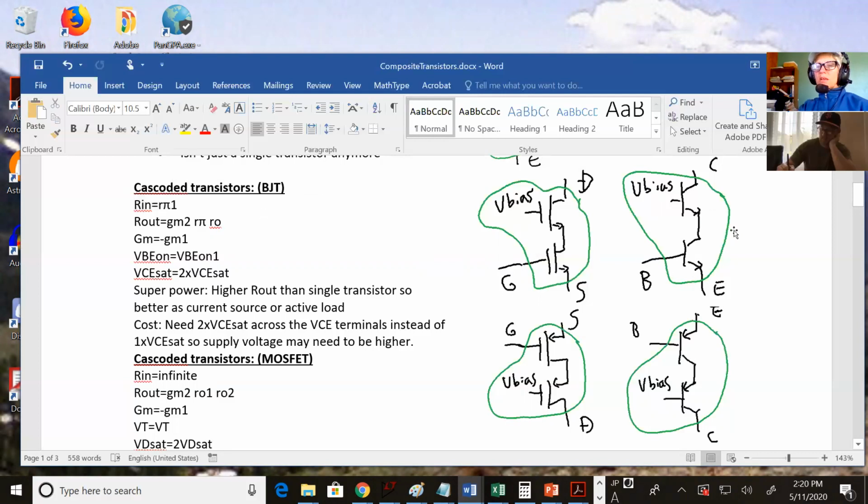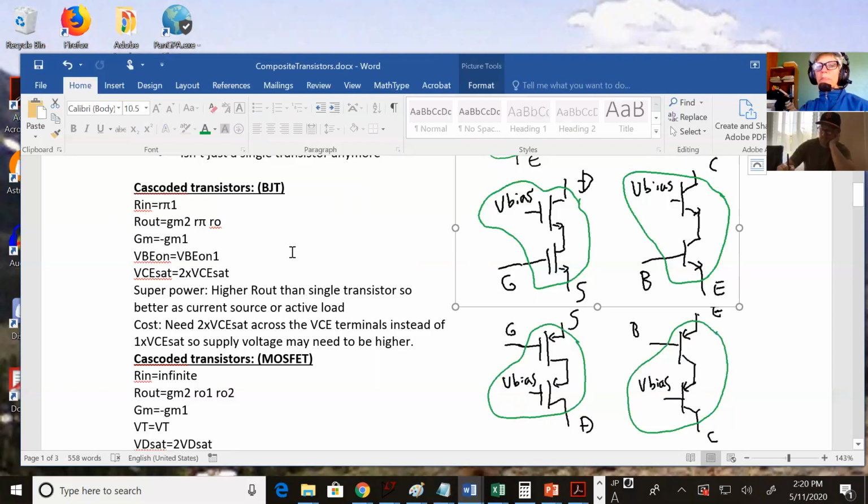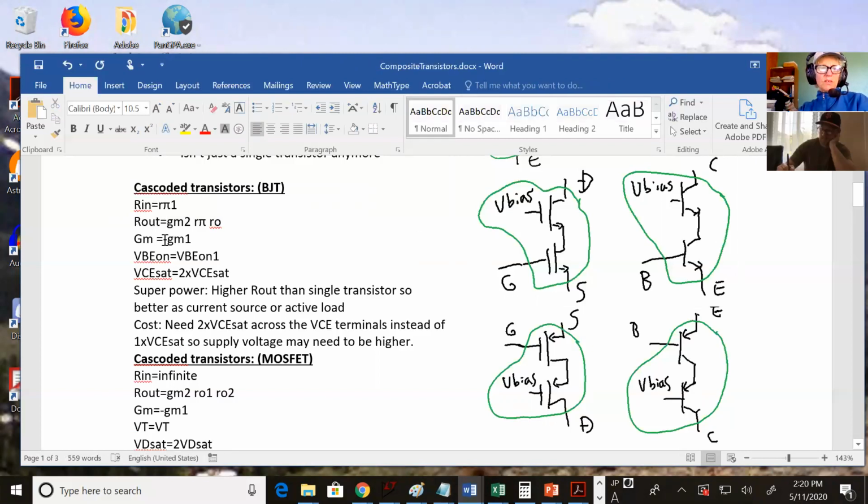We did the math in class for a MOSFET, but if you were on the collector and you changed that voltage and saw how much the current changed, you'd see a resistance of GM of the second transistor, this top transistor, times R pi times RO. And the GM is just going to be negative GM, since when you change the base emitter voltage, this transistor decides how much the current changes through your amplifier. So the GM of this transistor is considered the GM for this entire compound transistor.